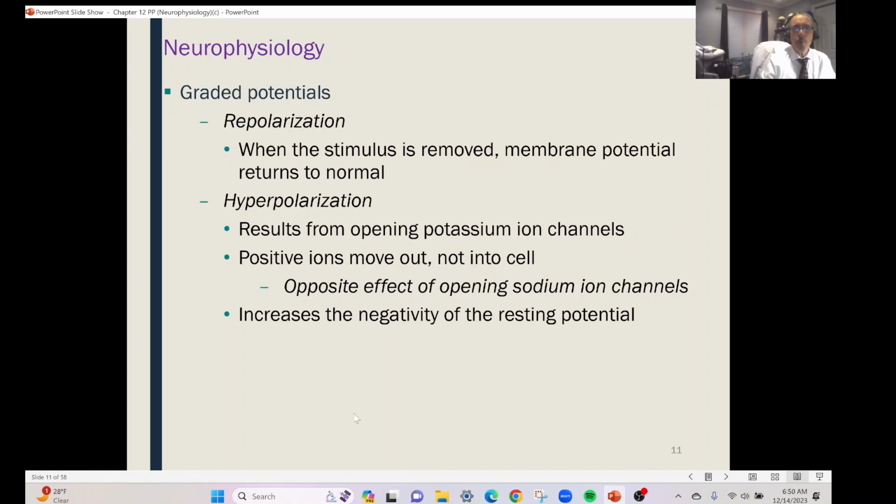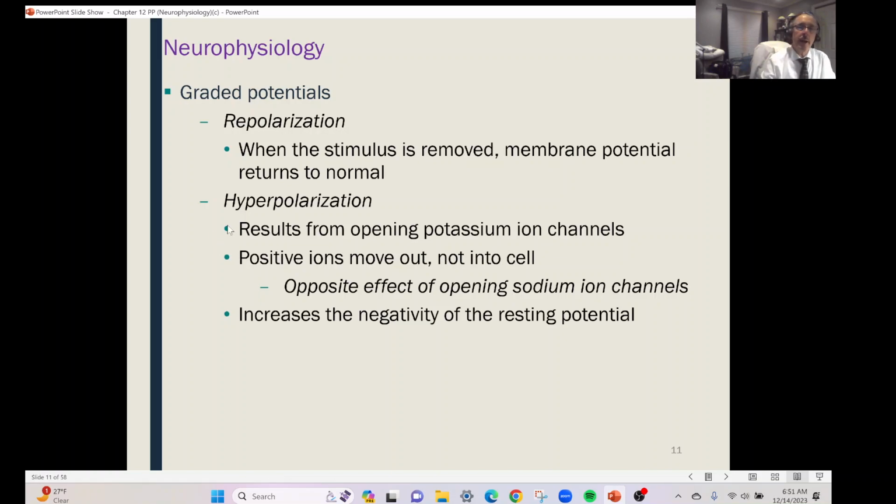Now, what may happen also, listen to this, potassium ion channels may open. And in the cell, we have more potassium than outside the cell. When those potassium channels open, potassium will leave the inside of the cell and go to the outside of the cell, making the inside a little bit more extra negative. And that is known as hyperpolarization. It's for a short period of time, and then again, the cell membrane will go back to normal.